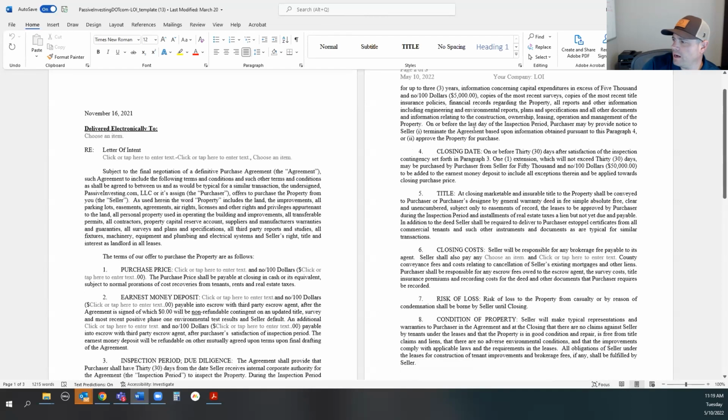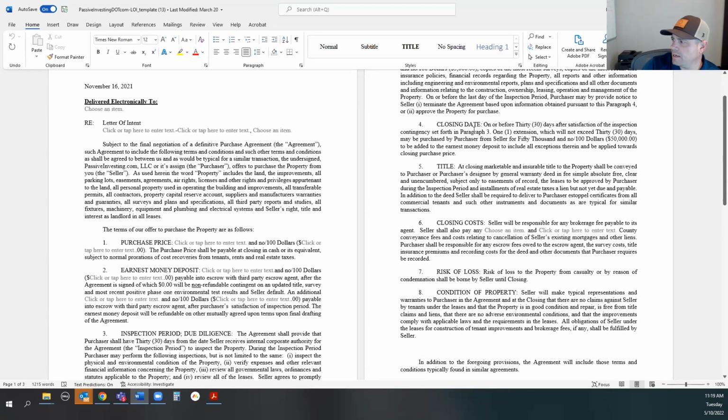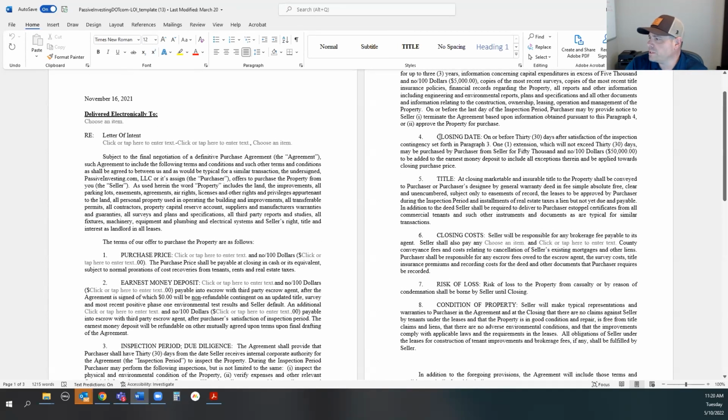And you have variance in stated financials. So if they provided something and you find a discrepancy and the discrepancy is greater than a certain amount, you can spell that out here in the LOI and in the purchase and sale agreement. If it's greater than that amount, then it's misrepresentation. You also have the closing date. So on or before 30 days after satisfaction of the inspection contingency set forth in paragraph 3, which we already talked about.